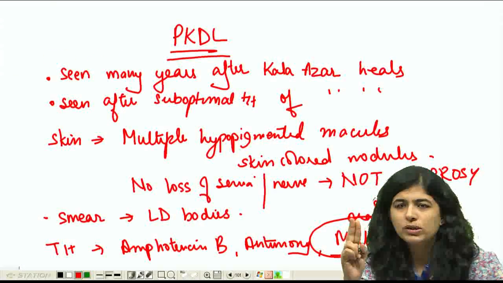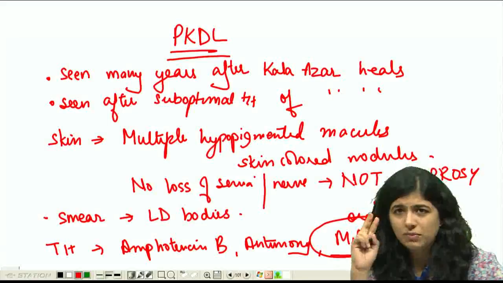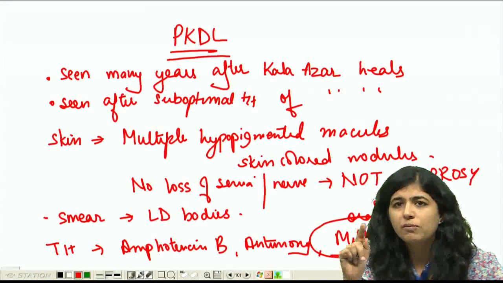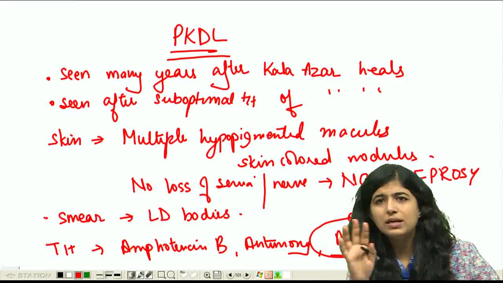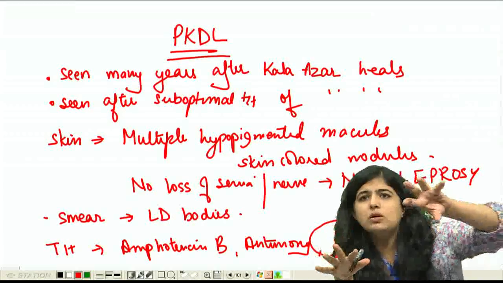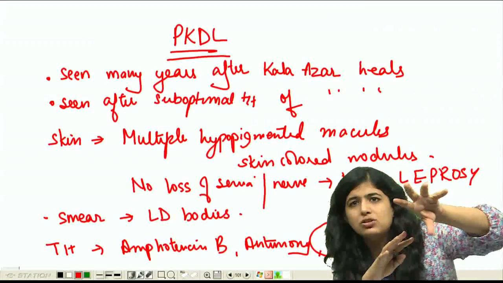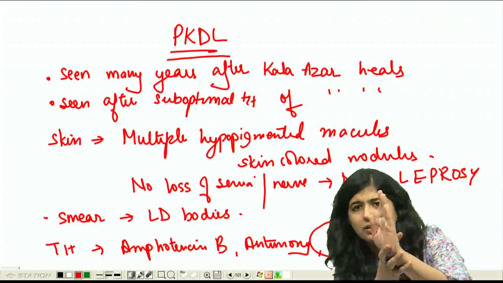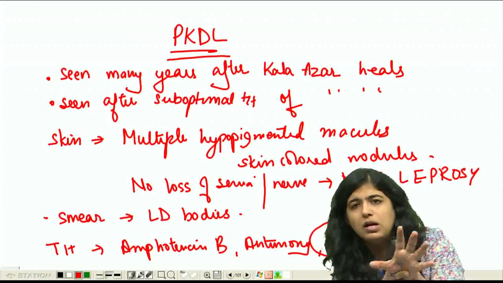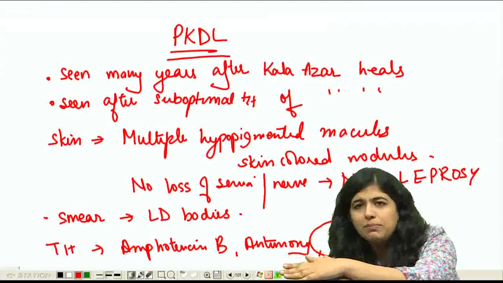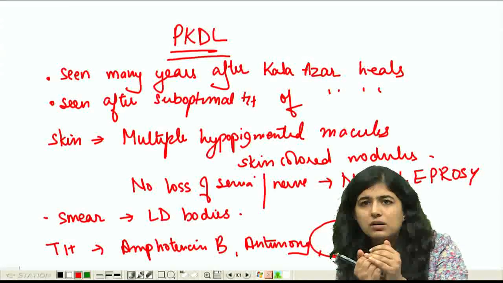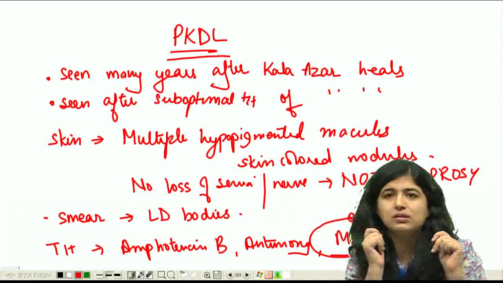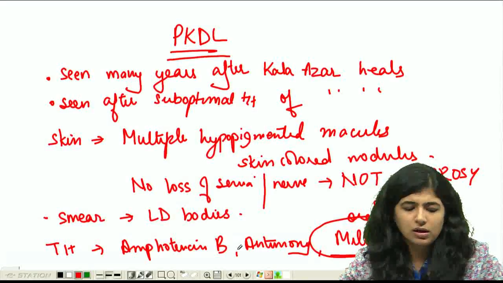Only thing that you have to do in this question is to differentiate it from leprosy. And to differentiate it from leprosy, they have already told you that this is normoaesthetic and there are no nerve thickening. Because somebody who's coming from Bihar with such lesions, first differential is leprosy because that is more common. But if it is not leprosy, then the next thing that comes into mind is post-Kala Azar dermal leishmaniasis, especially when there is a history suggestive of Kala Azar.